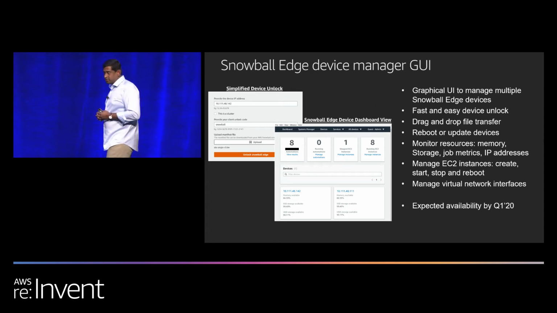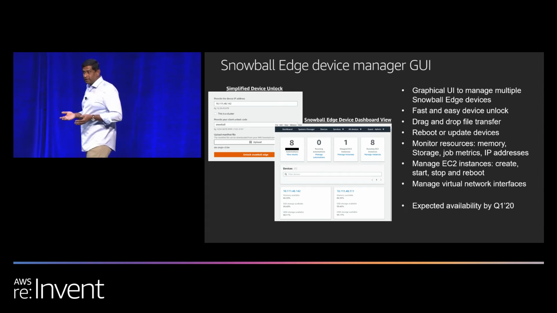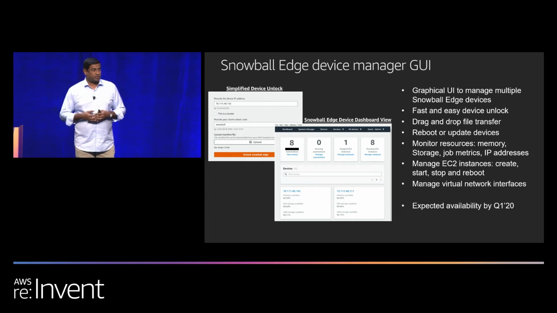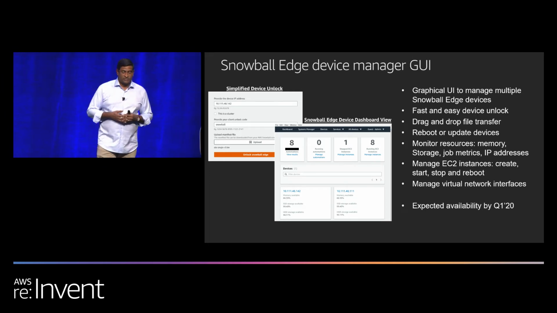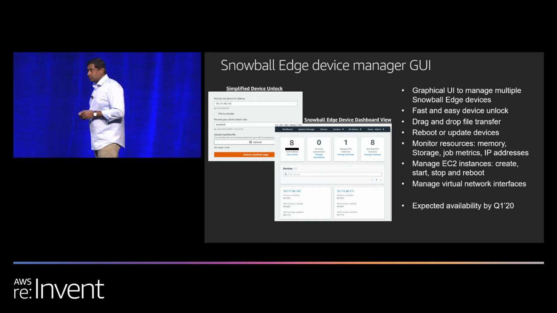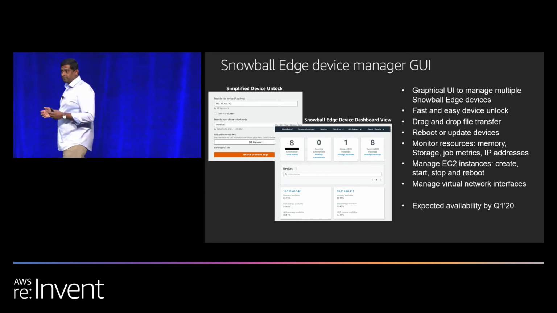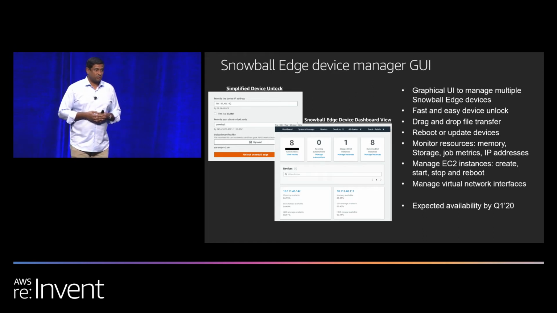Therefore, we are introducing a Snowball Edge Device Manager GUI interface, which lets you manage and monitor multiple Snowball Edge devices. You can use this GUI interface, and it's fairly easy to use for both a technical and a non-technical user to do fast and easy unlock, change and monitor the IP address of the device, change and monitor the names of the devices. You can use this interface to look at the availability of resources that you have on your Snowball Edge devices, whether that's memory or storage availability.